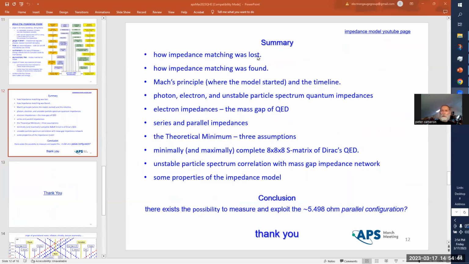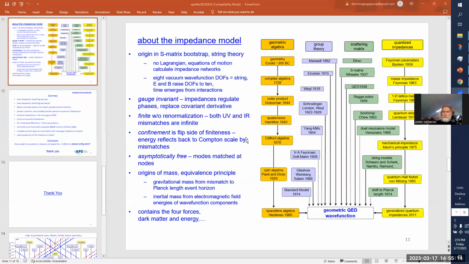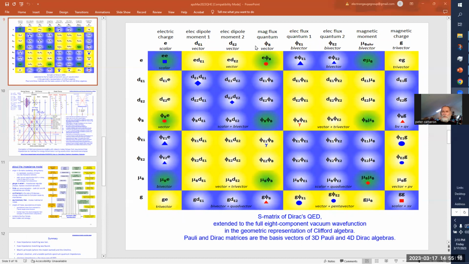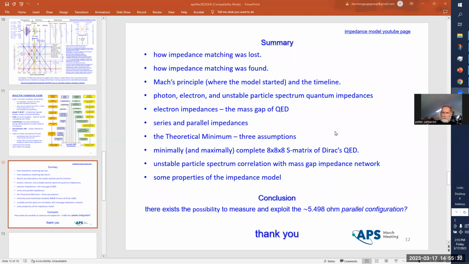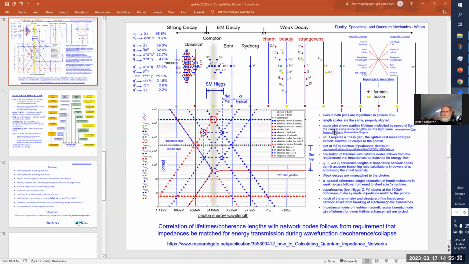To summarize here, we talked about how impedance matching was lost, how impedance matching was found, Mach's principle, which is where the model started in the timeline, the unstable particle spectrum, and the photon and electron impedances. We looked at a little more detail on the electron impedances and the mass gap of QED, series and parallel impedances, the three assumptions of the minimum. The minimally and maximally complete, it's actually an 8 by 8 by 8 scattering matrix, because when you look at this here, what we've done is the degeneracy of these three modes, these three vectors. We've removed the degeneracy by supplying the magnetic and electric flux quanta, and those two additional degrees of freedom for electric and magnetic fields raise the dimensionality from 8 to 10 of string theory, with time emerging from the interactions.